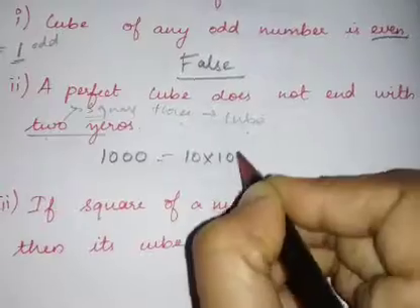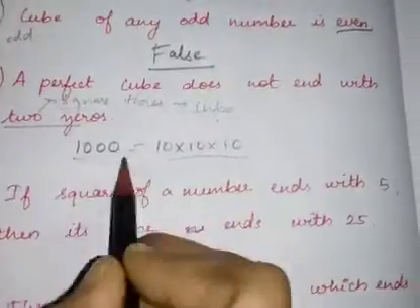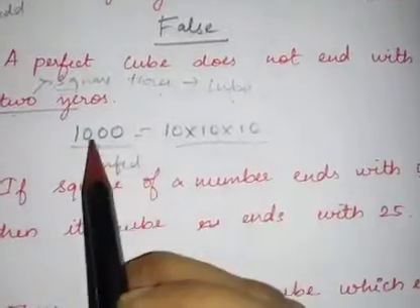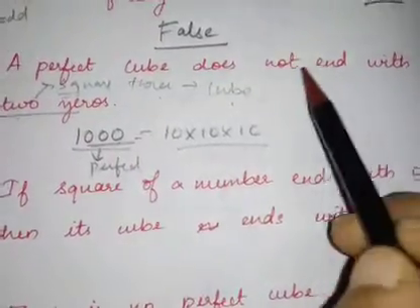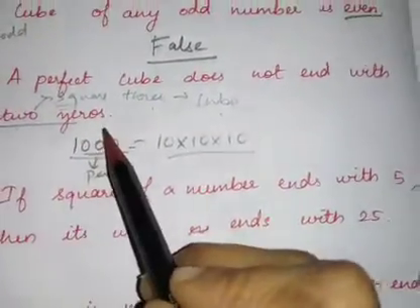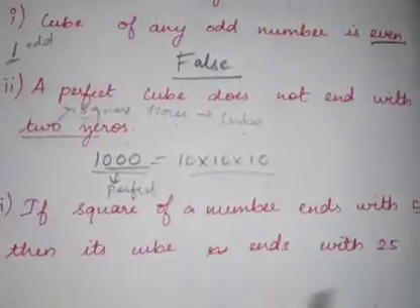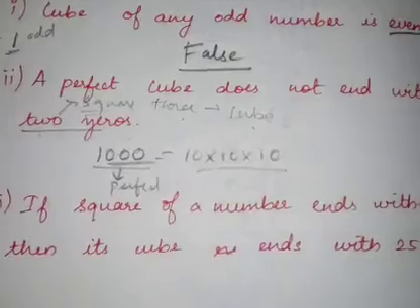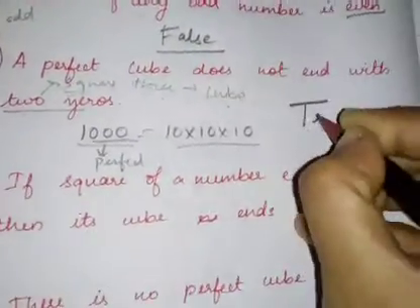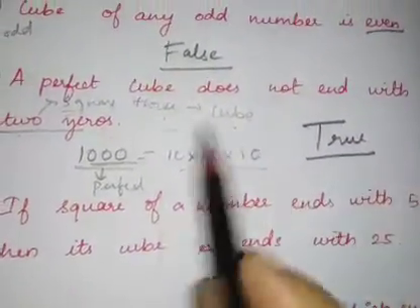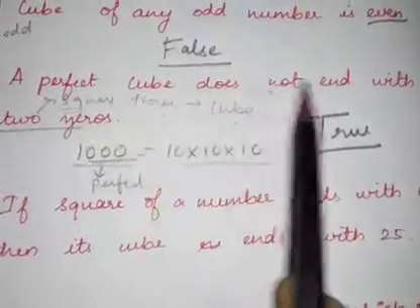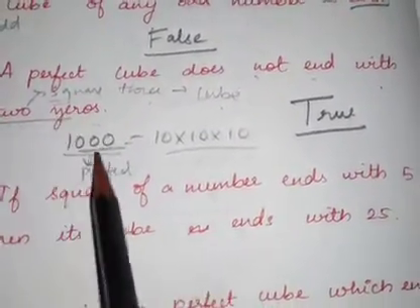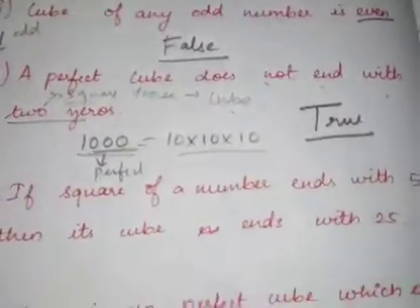It can be written as 10 into 10 into 10. So 1000 is a perfect cube, because it ends with 3 zeros. They are saying it does not end with 2 zeros, so it would always end with 3 zeros only. So the given statement is true. Yes, of course it does not end with 2 zeros because it ends with 3 zeros.